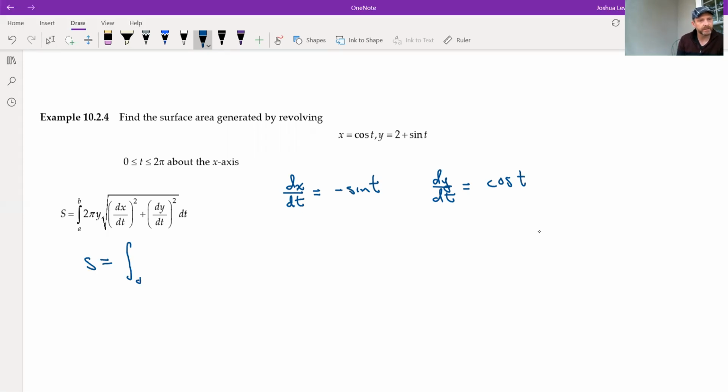And so my surface area integral becomes the integral from 0 to 2 pi of 2 pi y, which is 2 plus sine t, times the square root of negative sine t squared plus cosine t squared.